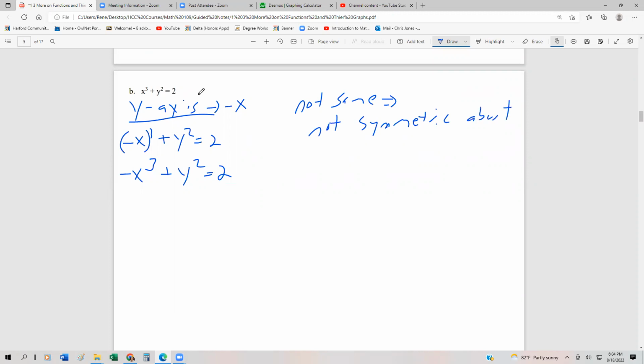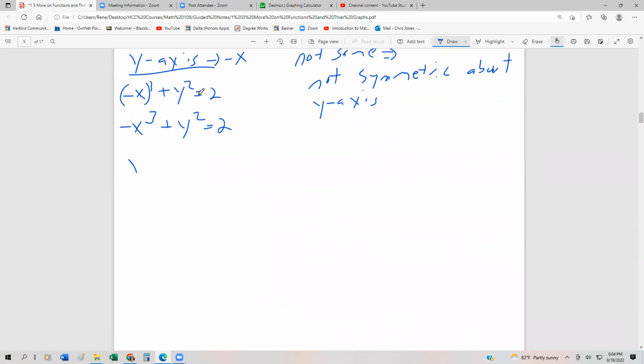about our y-axis. All right, but let's try the x-axis and the origin. So for our x-axis, remember we plug in negative y. And so that's going to be x cubed plus negative y squared equals 2.